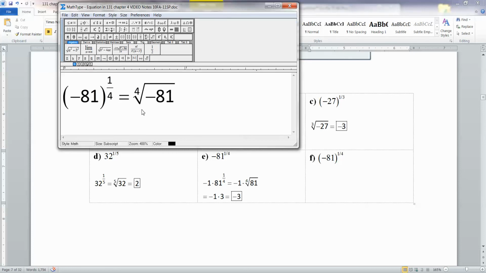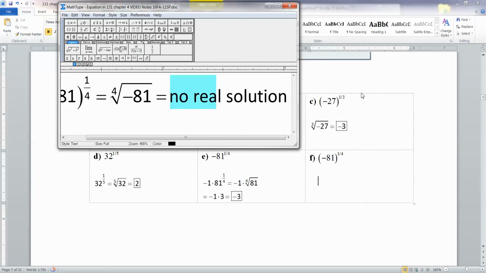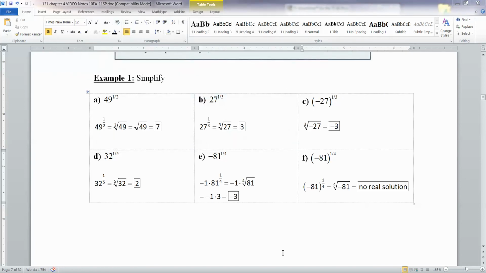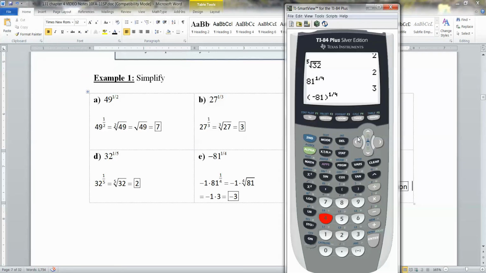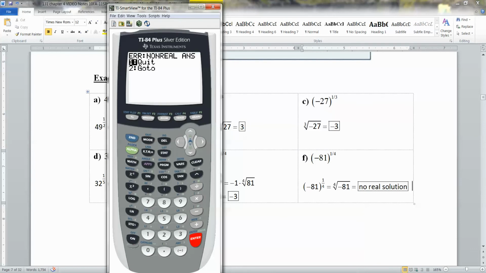That's more difficult for you, because that means that this has no real solution. Because there is no number that you can raise to the 4th power and get a negative like that. And if you don't believe me, try it on your calculator. Negative 81 to the 1/4, again, parentheses around the 1/4 if you're old school, non-real answer. It is not a real answer. You can't take something to an even number of powers and get negative 81.